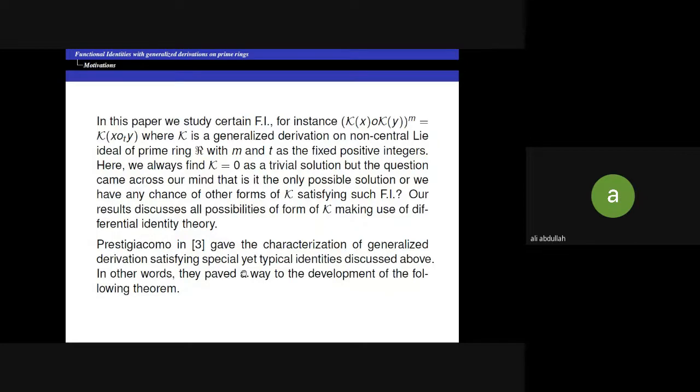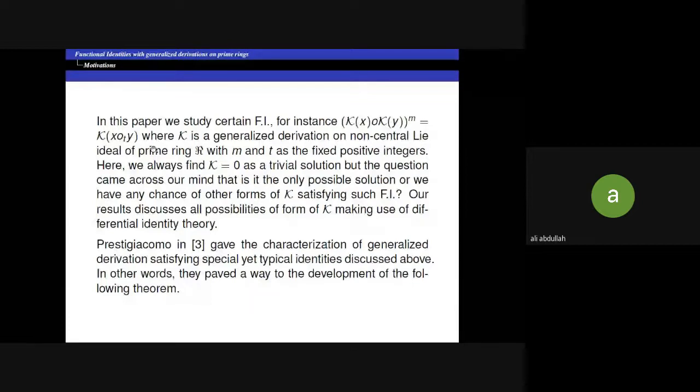In this paper, we have studied some functional identities, for instance, the functional identity of this form, where F is a generalized derivation on a non-central Lie ideal of a prime ring R, where m and t are fixed positive integers. Here one can see that if we put F equal to 0, then it always satisfies the given functional identity. But the question is whether there is some non-trivial or non-zero solution to these functional identities.